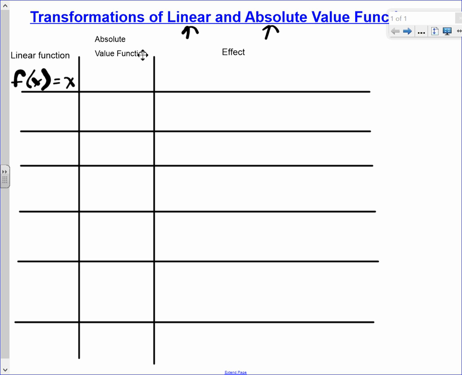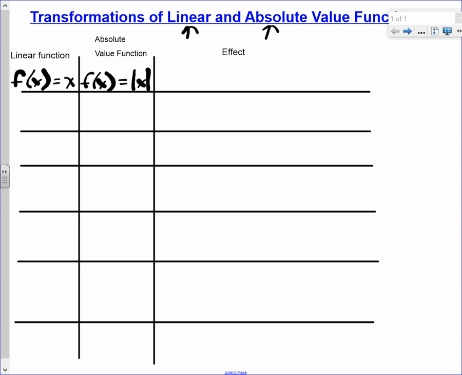F of x equals x is linear. That's the parent. We went over that last Wednesday or Tuesday. Go ahead and write that in there. And let's do the parent of an absolute value. F of x equals absolute value of x.